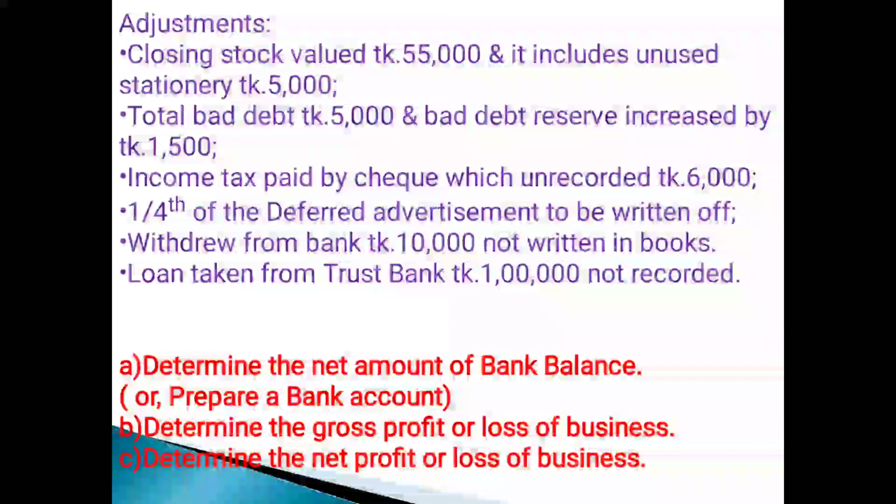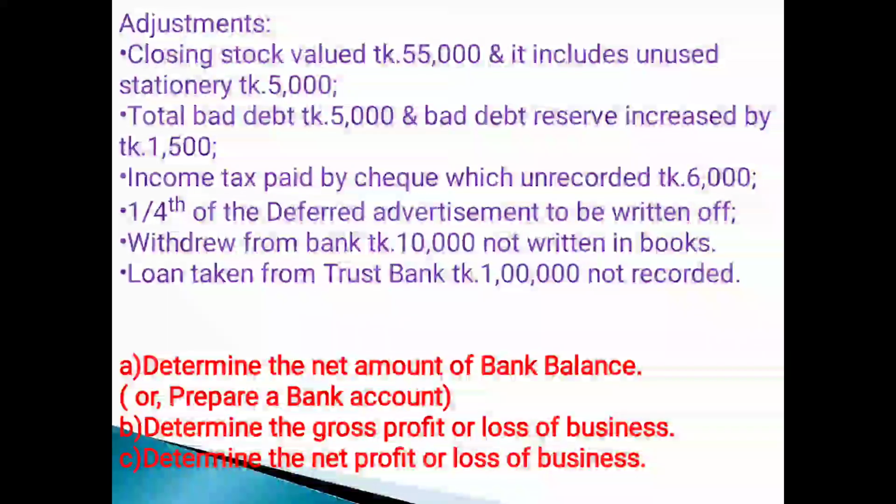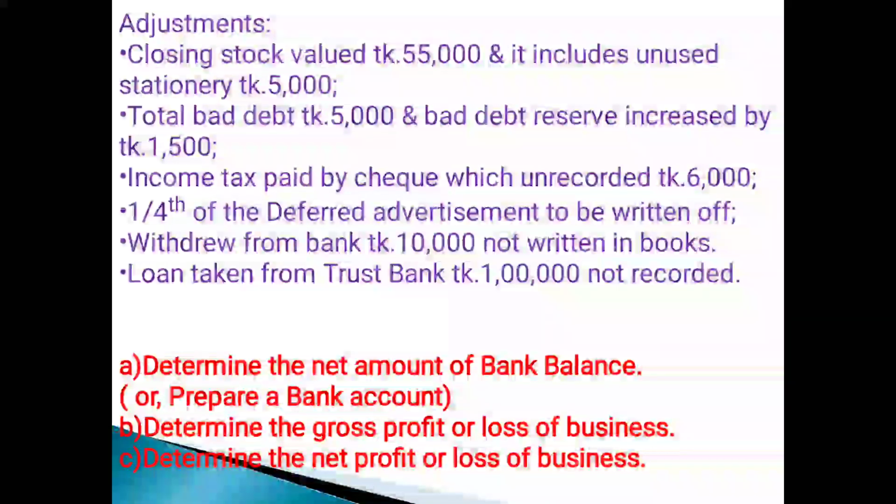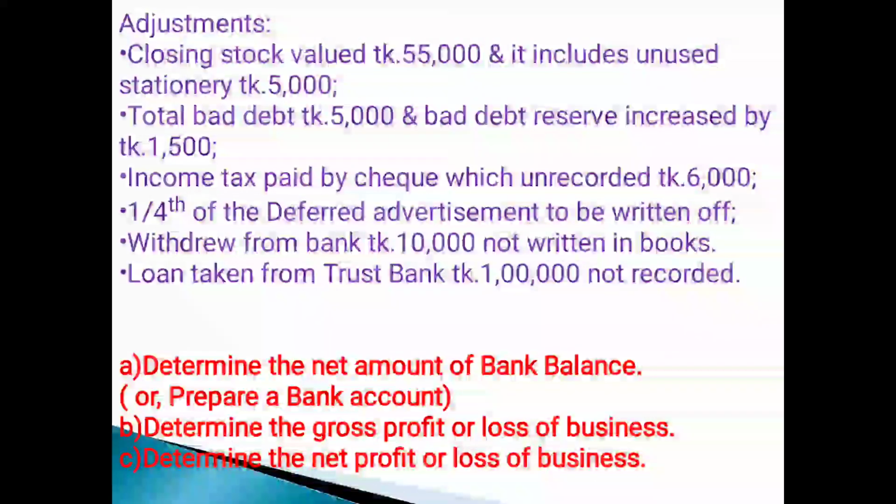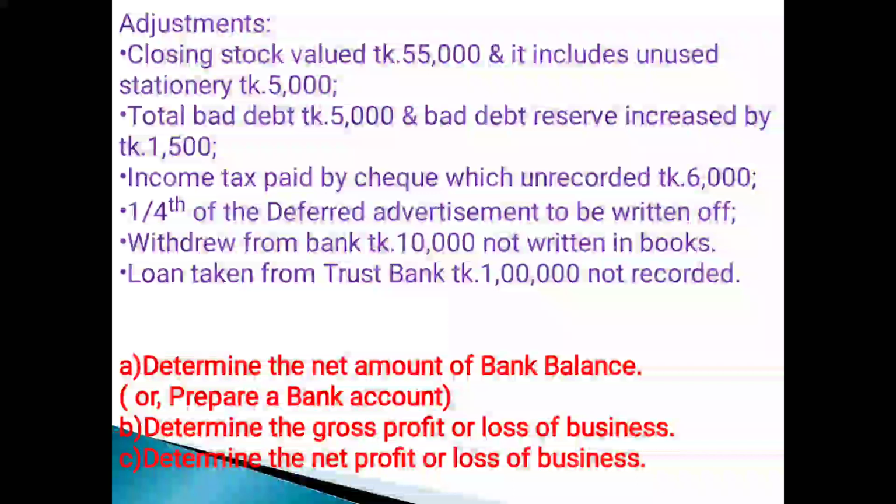Dear learners, from the trial balance and adjustment, you have to complete the 3 requirements. Requirement A, determine the net amount of bank balance, that is, prepare a bank account. Requirement B, determine the gross profit or loss of business. Requirement C, determine the net profit or loss of business. Dear students, I think you have written the questions, that is trial balance and adjustment, for completing requirements A, B and C. Now we can go for solving the creative question for requirement A.